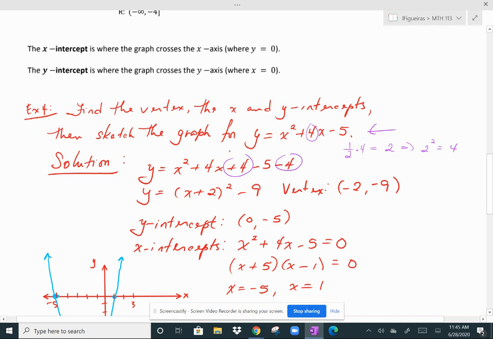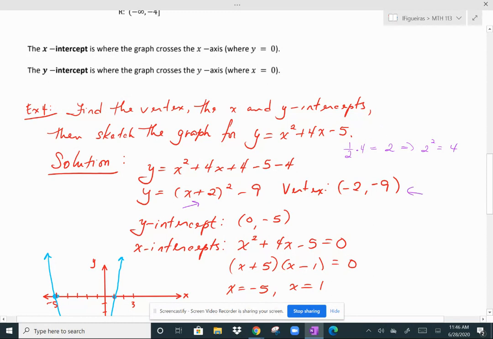So the x squared plus 4x plus 4, this expression here, that's your perfect square trinomial. That factors into x plus 2 to the second power. And -5 minus 4 gives me a value of -9. So that means I have a vertex at (-2, -9).